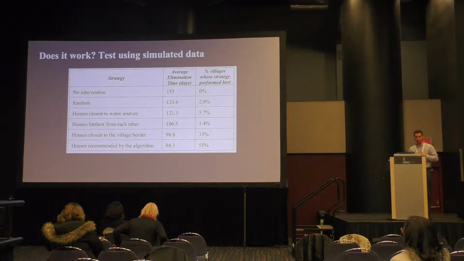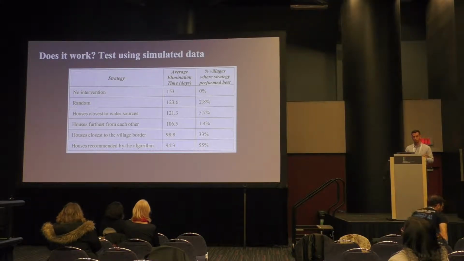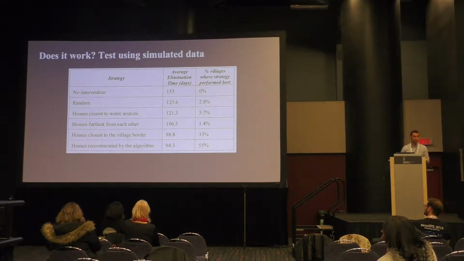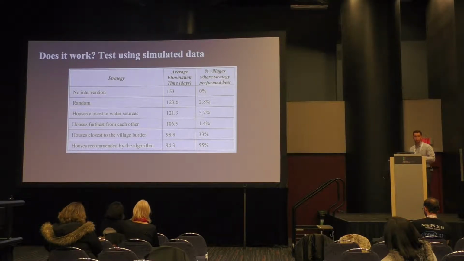When we evaluated the algorithm and the recommendations, we used simulated data to show that the recommendations made by the algorithm perform better than both random strategies, which is just spraying randomly given your budget, and also strategies informed by research, such as spraying houses that are around water bodies, because that's where there would be more mosquitoes, or spraying around the border of the village, which is actually something that came up when we were looking at the results that were being recommended by the algorithm.